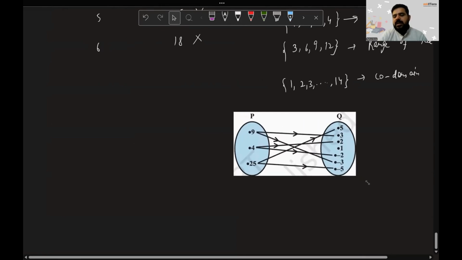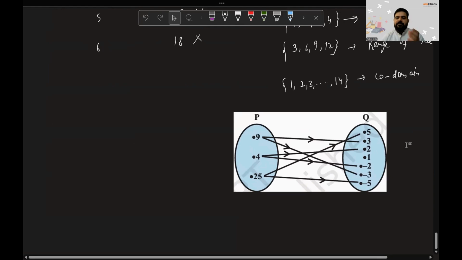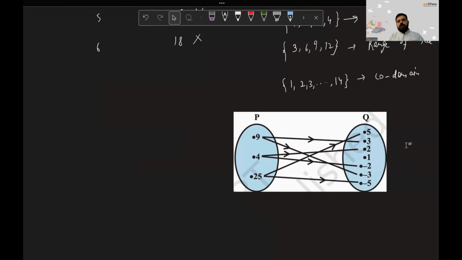Right? This is an arrow diagram given to us. Definitely set P has three elements 9, 4 and 25. Set Q has 5, 3, 2, 1, -2, -3, 5. So these are the elements given in set Q. So the question asks us, firstly, is everything of set P mapped to everything of set Q? No. Right? Because 9 is mapped to only 3 and -3. 4 is mapped to only 2 and -2. So this is definitely not the cross product, but yes, part of the cross product.